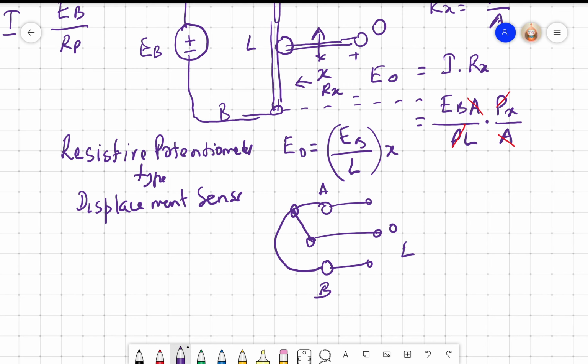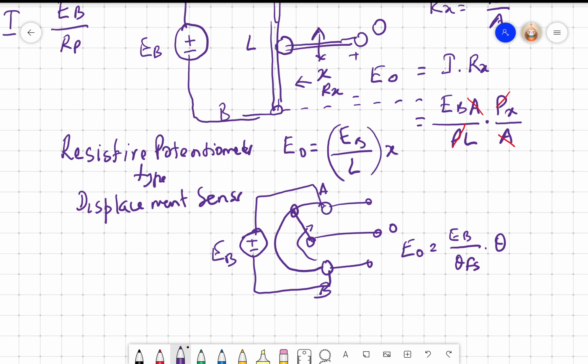And again E0 would be, if I connect a battery voltage across terminals A and B, would be EB by theta full scale, whatever is the theta full scale that I have bent the wire to, into theta, where theta is the movement. Okay. So the displacement can be linear displacement or angular displacement, right? So it's a very simple type of transducer.